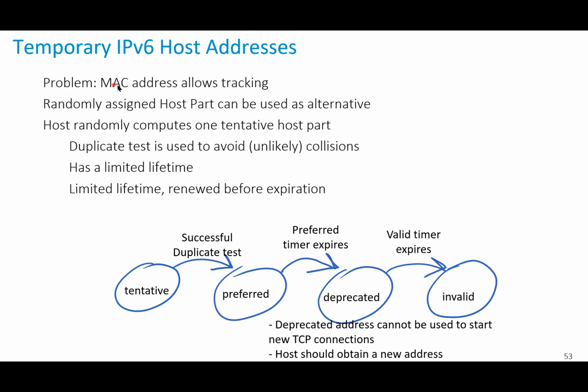I mentioned the fact that with IPv6, it's better without mask. I mentioned that with IPv6, hosts will also have temporary addresses. Right. Why is that? Well, we have seen that with NAT last week.